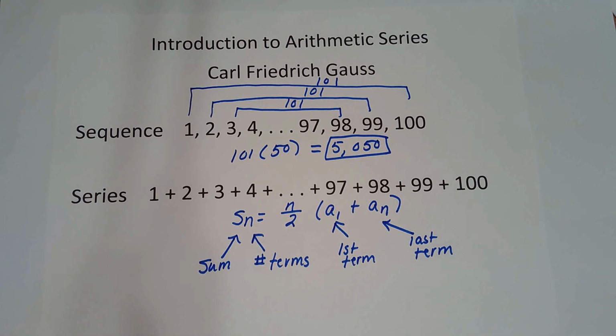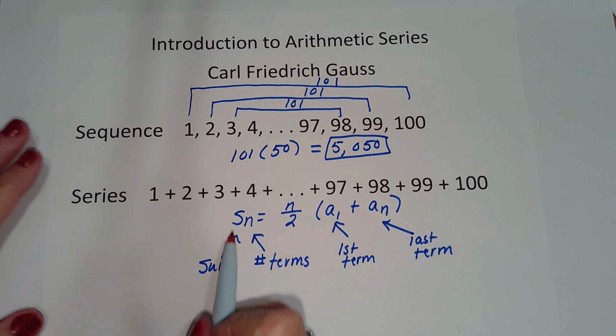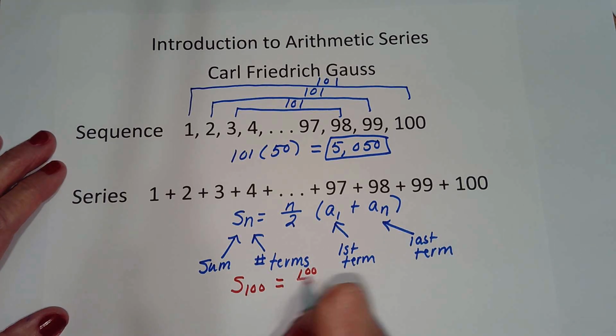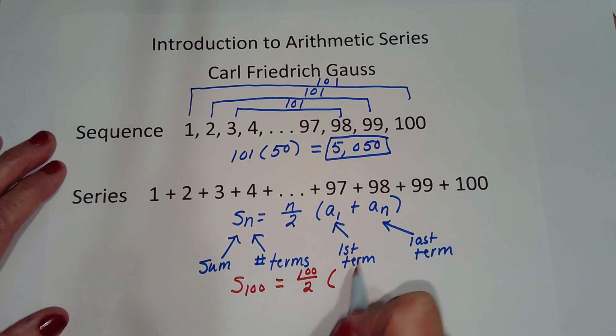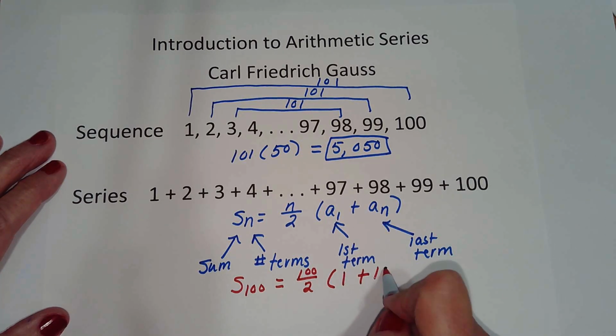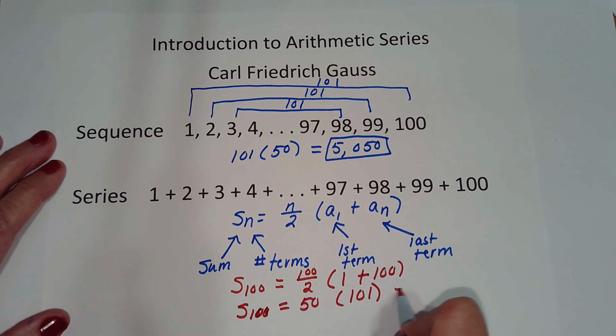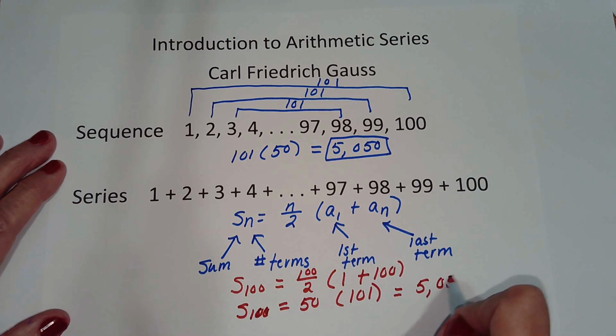Now let's plug in our numbers so that the formula makes better sense to us. S sub n, the sum of 1 to 100, is equal to 100 over 2 times (the first term in our sequence is 1 plus the last term was 100). So S sub 100 is equal to 50 times 101. So S sub 100 would be 5,050.